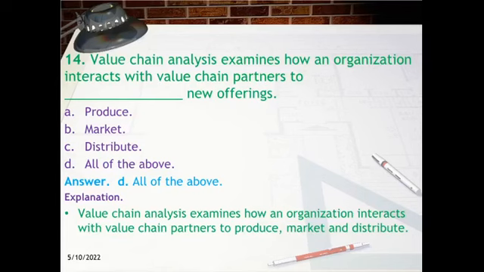14. Value chain analysis examines how an organization interacts with value chain partners to new offerings. Produce. Market. Distribute. All of the above. Answer. D. All of the above. Explanation. Value chain analysis examines how an organization interacts with value chain partners to produce, market, and distribute.